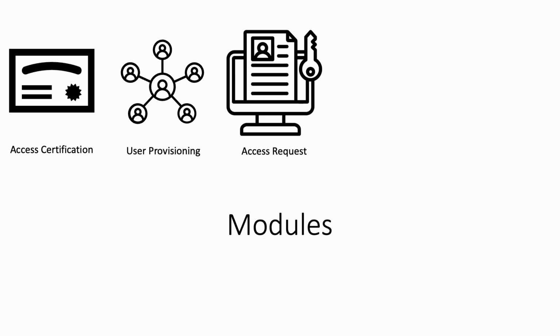Third one is access request. With this, users can request access to applications or data through a self-service portal. This capability speeds up access provisioning, reduces administrative overhead, and ensures that users get the access they need promptly.